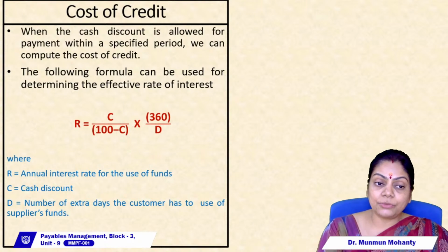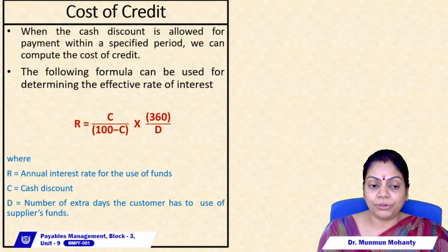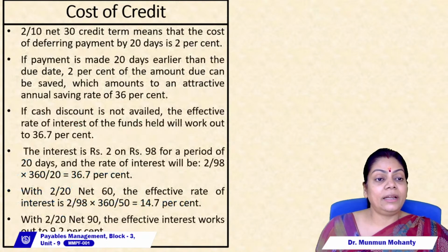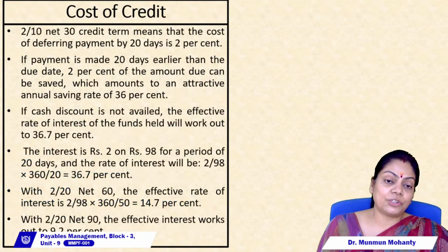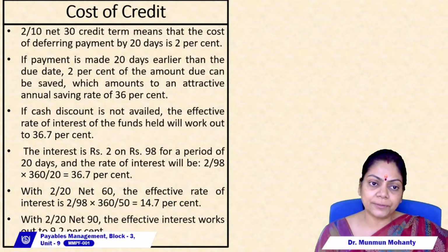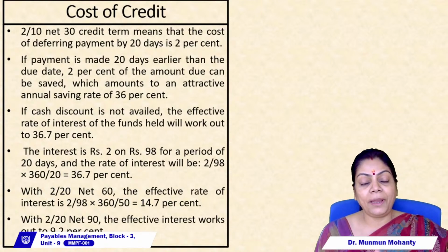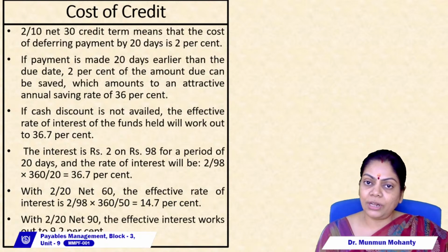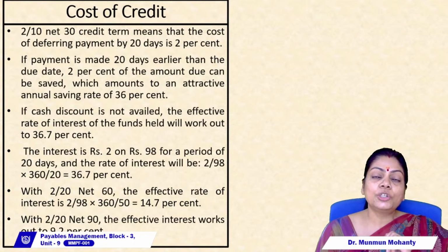Okay, so I'll just work out a few problems with this. So with this example, let us move ahead. Now, some of the examples. If I talk about a 2 by 10 net 30 credit term, it means that, as I was telling you, the cost of deferring the payment by 20 days is 2%. Correct? So if I pay within 10 days, I get a 2% discount. Now, if I stretch by 20 days, then I lose out on that 2%. So the cost of deferring that payment is 2%. So if you had not deferred, you would have saved 2%.